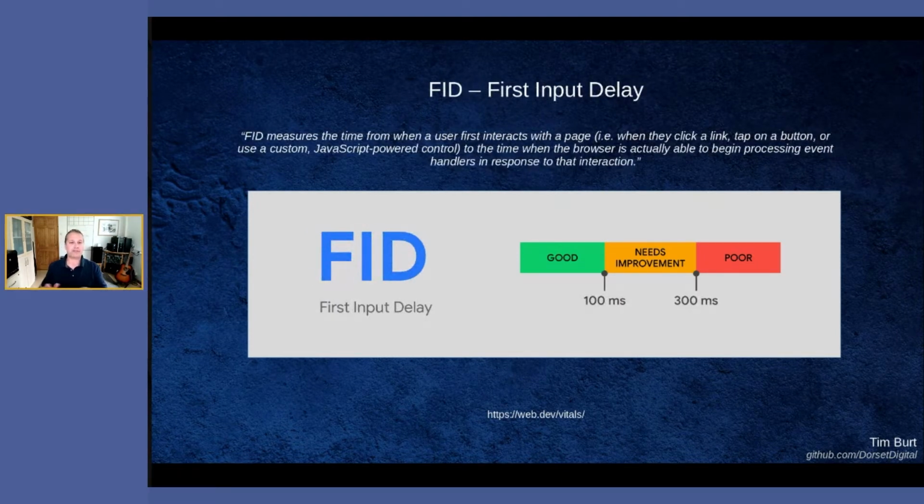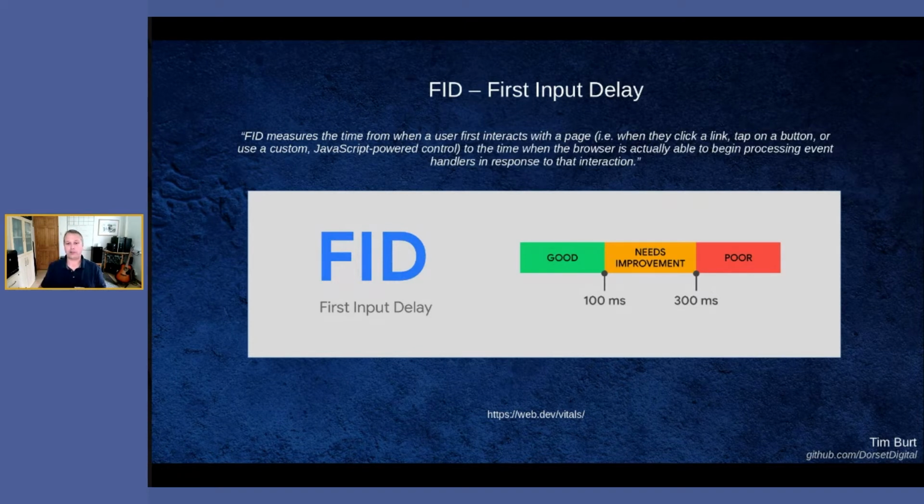Moving on to FID, first input delay. Again, this is another one where the official explanation is a bit wordy, but basically it says FID measures the time from when a user first interacts with a page, when they click a link or a button, to the time when the browser is actually able to begin processing the event handlers in response to that interaction. Very long-winded. Now, in general, the input delay, input latency, happens when the browser's main thread is busy doing something else, so it can't respond to the user input.